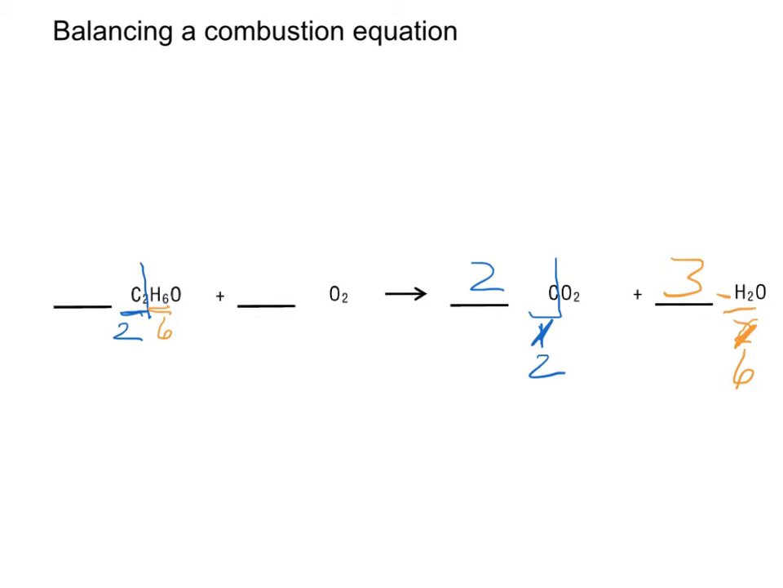Now the reason why this combustion problem is tricky is that we have oxygen in multiple locations in the problem. In other words, we have oxygen here, we have oxygens here, so we actually have 2 oxygens on the reactant side, and then we also have 2 oxygens on the product side.